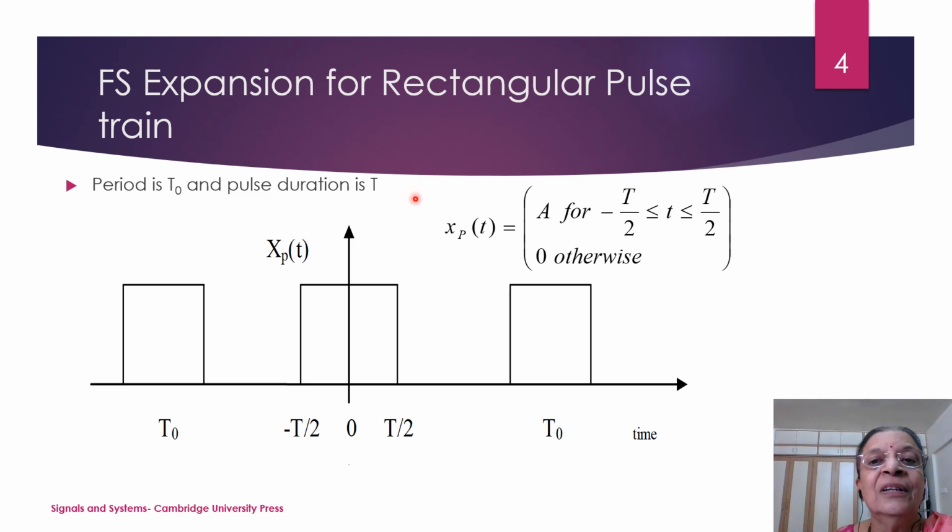Now let us consider the rectangular pulse train, and we want to write the Fourier series expansion for this. This periodic pulse train has period equal to capital T0 and it has a pulse width given by capital T. So how is xp(t) represented? It is equal to A between minus T by 2 to plus T by 2, and equal to 0 otherwise. This we are writing for one period of the periodic signal.